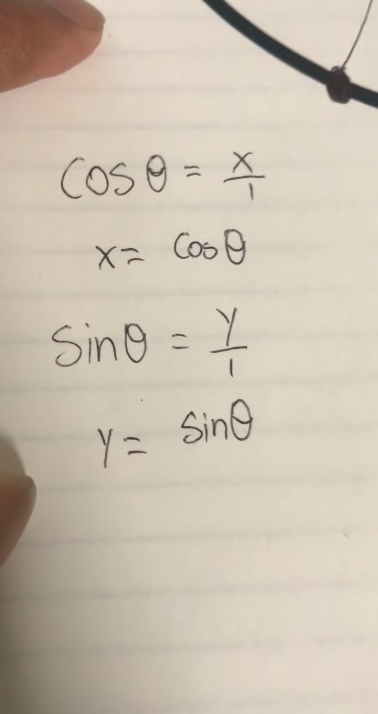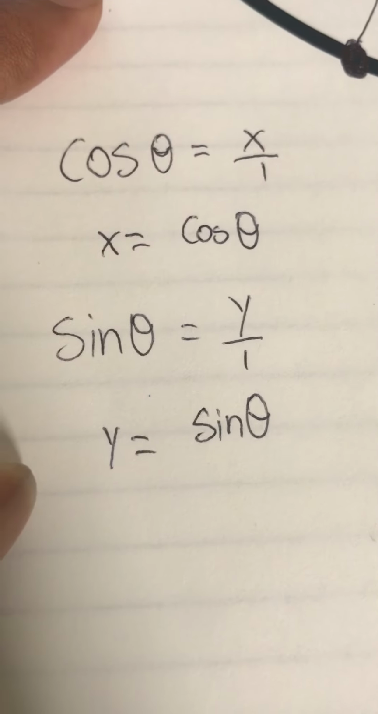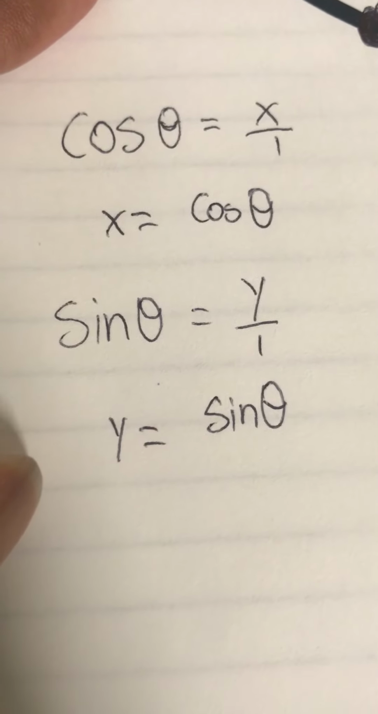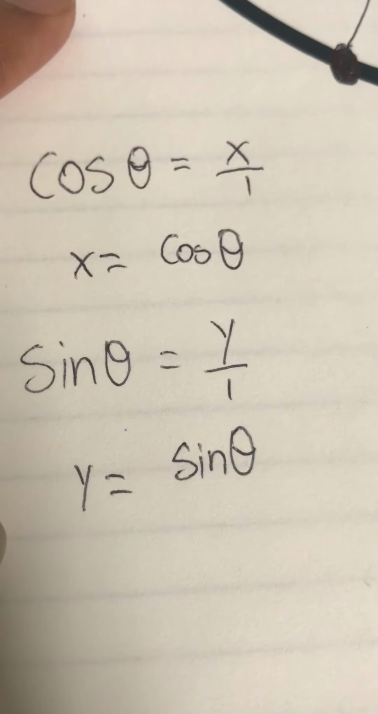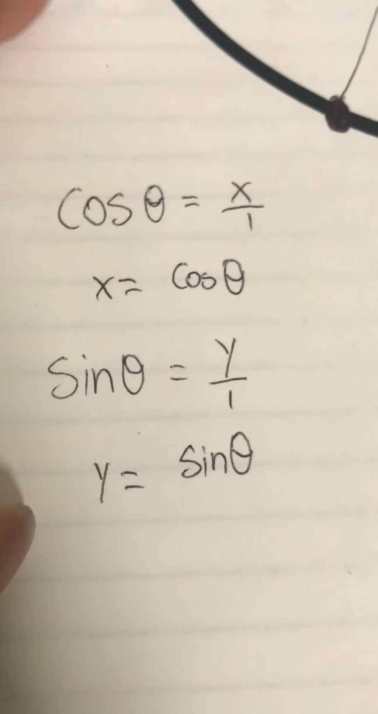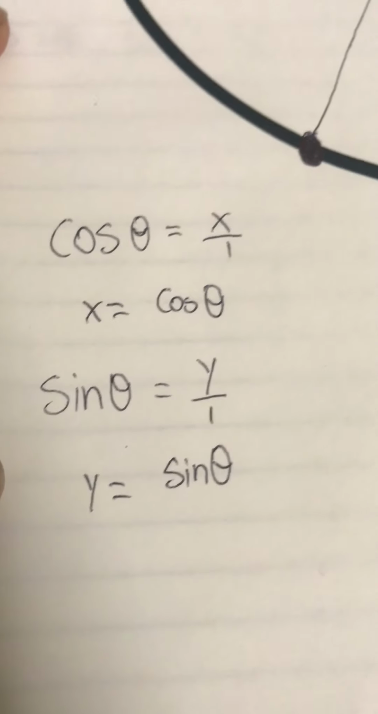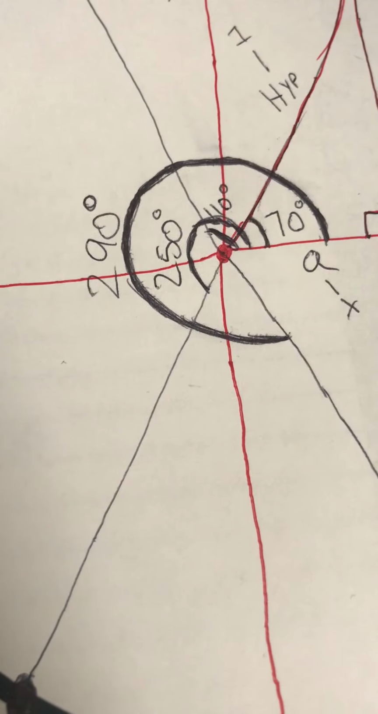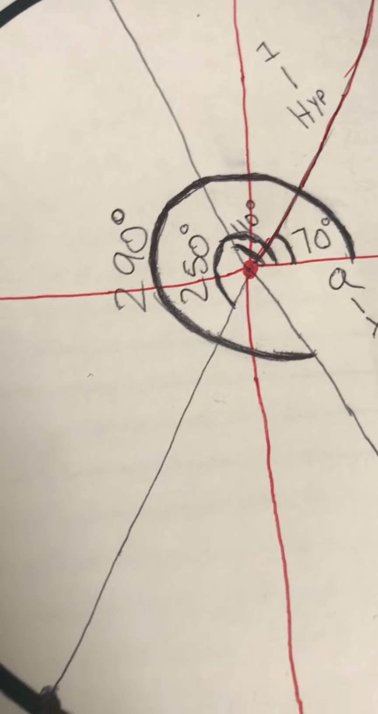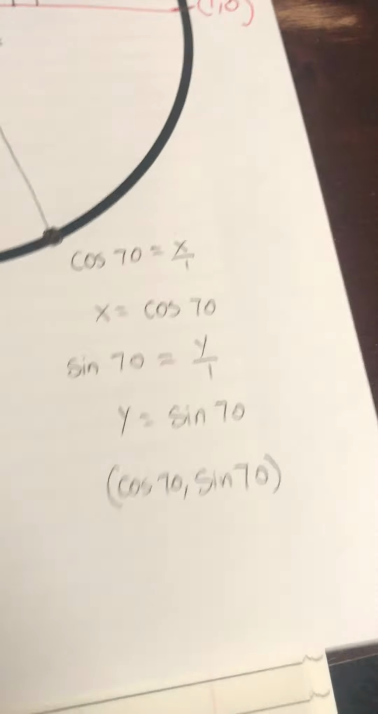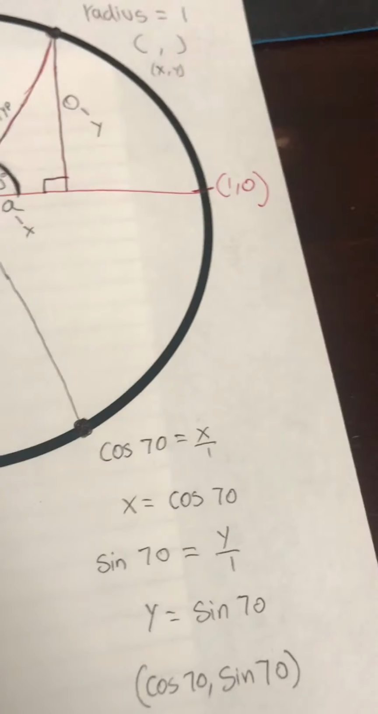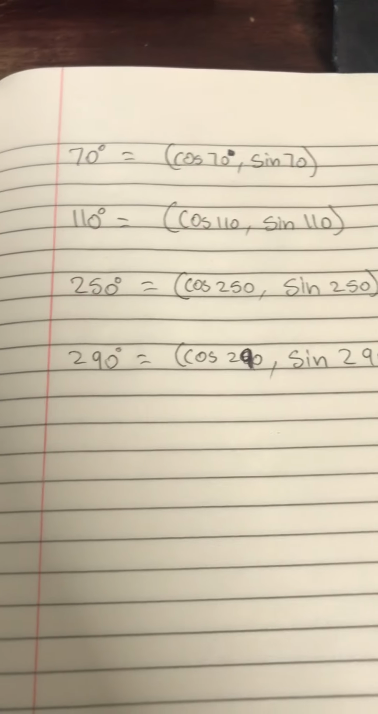And it's the same case for sine. Sine theta equals y over 1, and then y equals sine theta. And you can plug in any value for theta, and it's not going to change at all. So you can just plug in the rest of our angles here, and it would still get the values like this, cosine of 70 and sine 70. So I'll put it here.